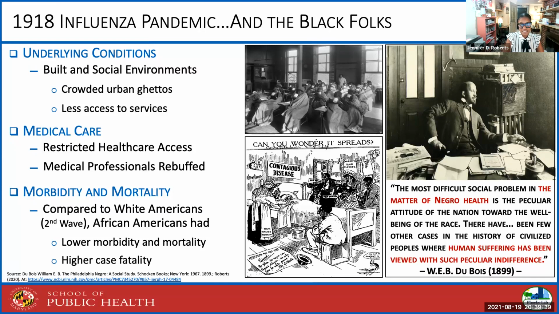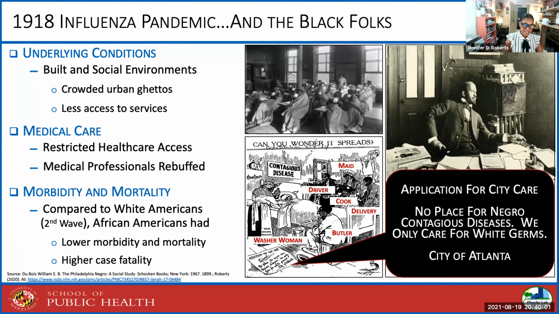And you can even see in this comic right here, which is printed in the Atlanta Journal-Constitution, the level of racism during this time, with the image of a white person infirmed in the bed saying that the contagion was spread by their African-American washerwoman, their butler, their delivery boy, their cook, their maid, their driver. And then finally this piece on the floor states that there was a denied application for city care, which stated that there is no place for Negro contagious diseases. We only care for white germs.